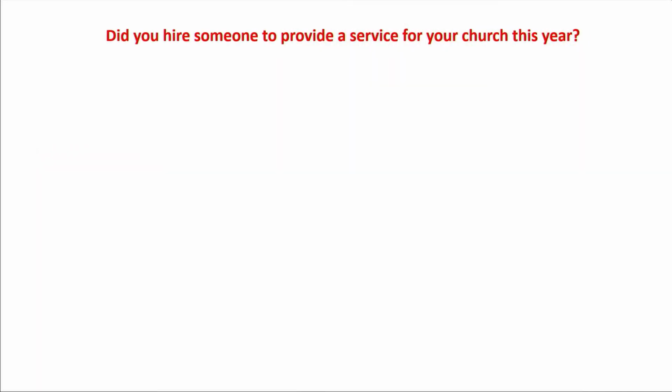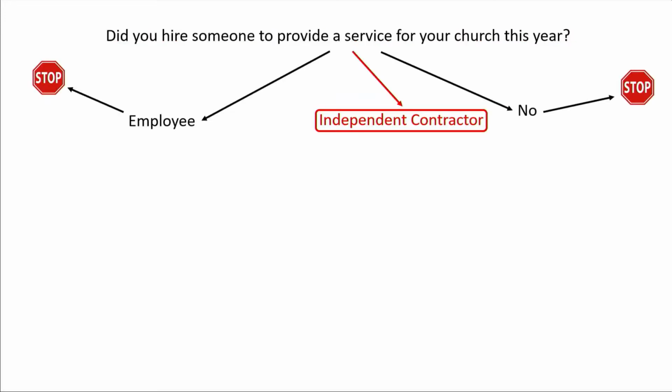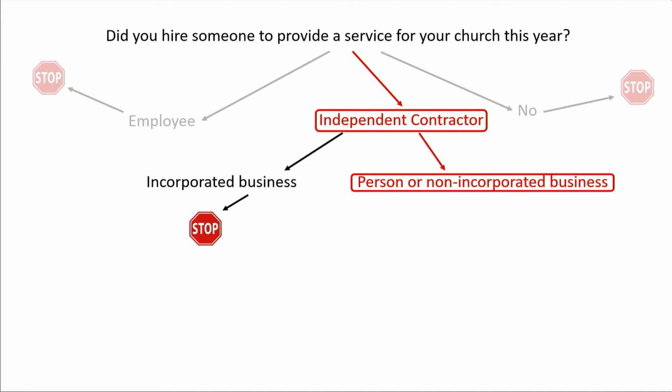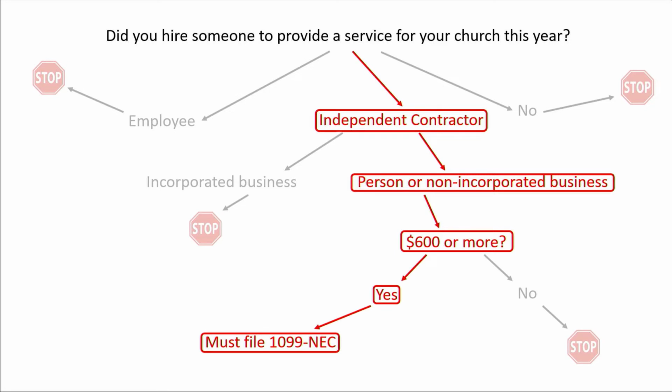Did you hire someone to provide a service for your church this year? Were they an independent contractor, not an employee? Were they a person or a non-incorporated business? Did you pay them a total of $600 or more over the course of the year? If so, the IRS requires that you fill out a Form 1099 NEC, file it with the IRS, and give the independent contractor a copy.